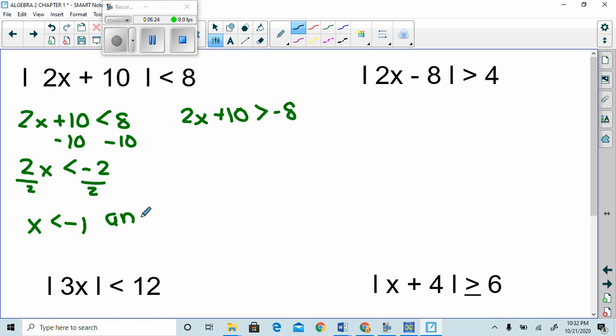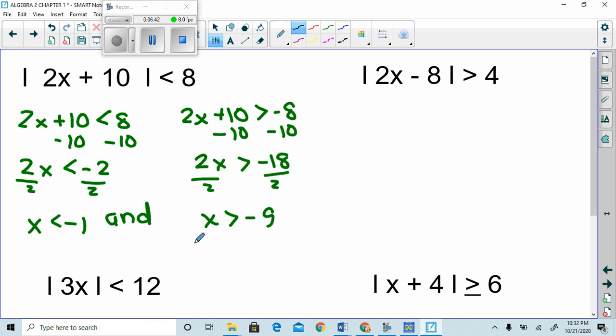And because it's a less than, it's an AND type. Let's subtract 10 on both sides. I get 2x is greater than negative 18. And divide by 2. And we get x is greater than negative 9. We write that as a compound inequality with the x in the center, and we get x is greater than negative 9, and x is less than negative 1.